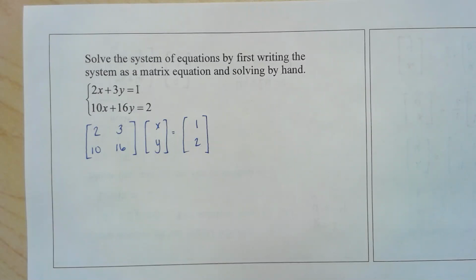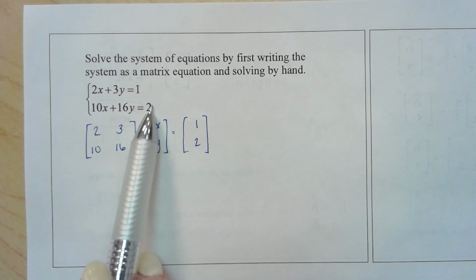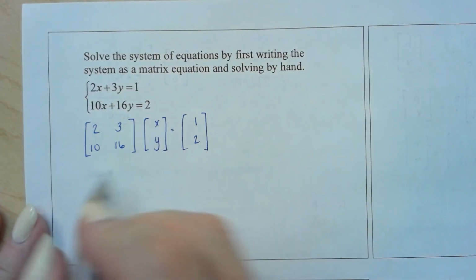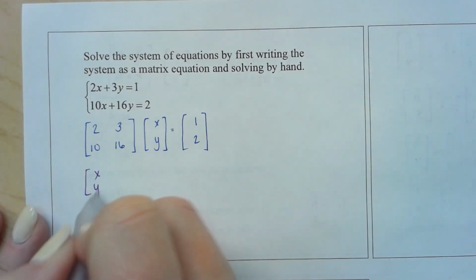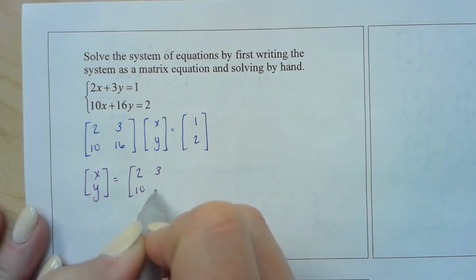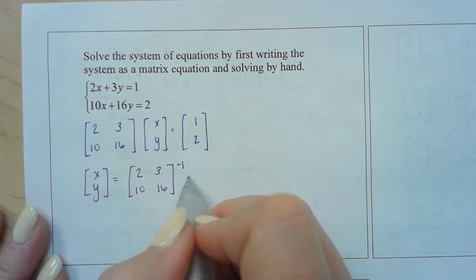Now, I'm kind of wishing I would have done myself a favor. I'm kind of wishing I would have divided this whole equation by 2. That would have been a little bit better, but I didn't. If you want to now, feel free. It's going to keep your numbers smaller along the way. All right, so if we want to get xy by itself, we're going to multiply both sides by the inverse of this.